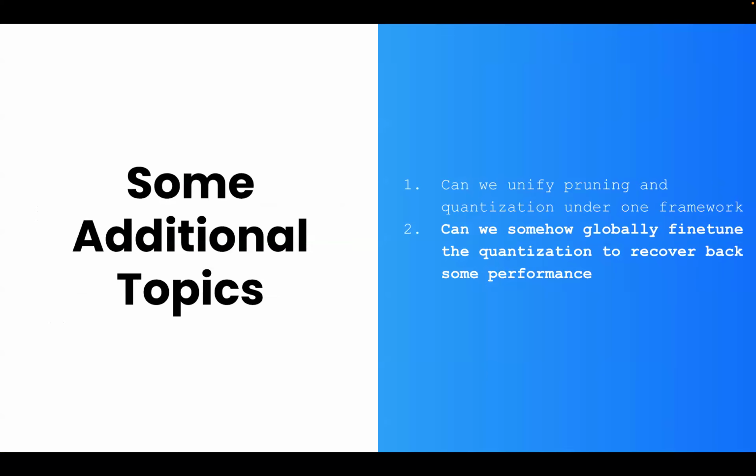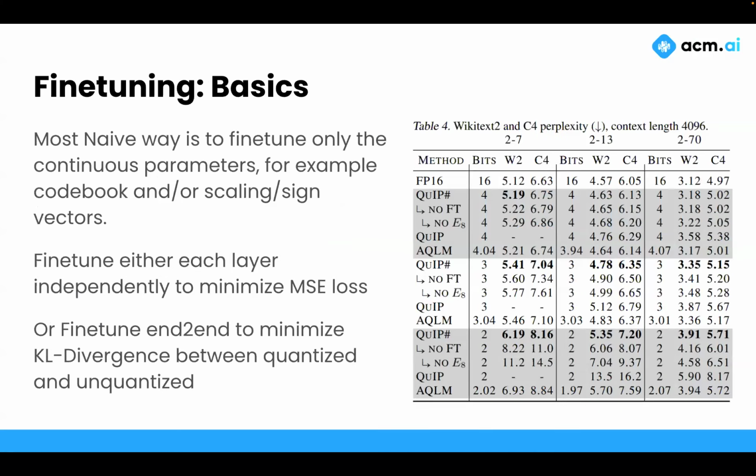The main trouble with this, as I mentioned, is that quantization introduces a discrete aspect, which is hard to optimize because we can no longer use gradients to propagate backwards. So the most basic form of this is to say, screw the discrete aspects, we're only going to fine-tune the continuous aspects. So that would be the codebook, or like scaling vectors.